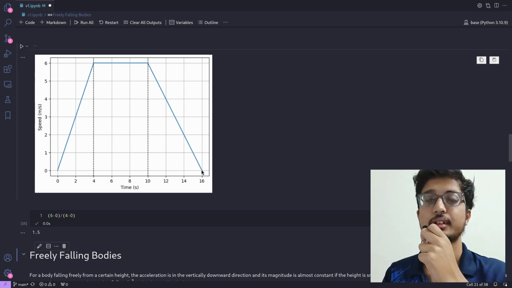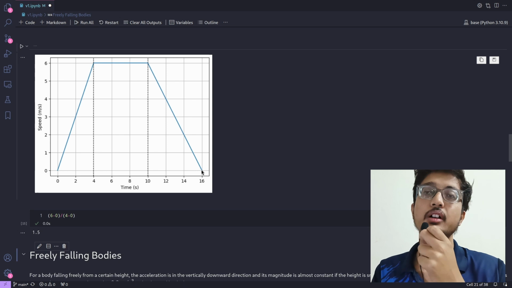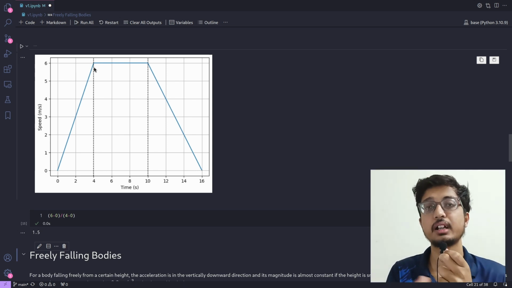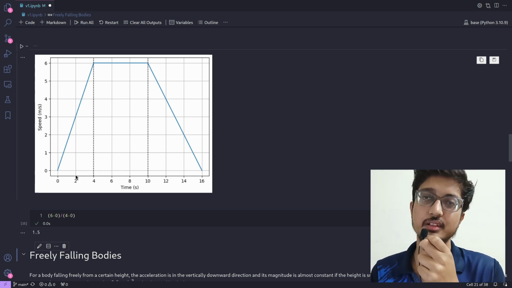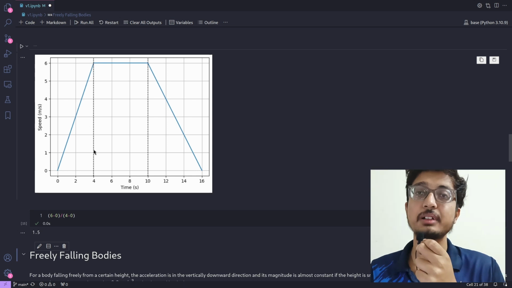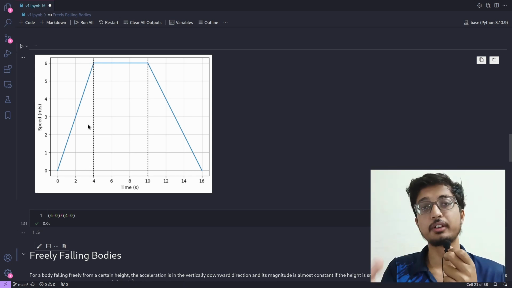One more piece of information that you could get from this plot is that if you calculate the area under each curve, then that would give you the distance that the body covers. That's because if you just check this triangle here, when you calculate the area under the curve, you are multiplying speed with time, and when you do that, you get the distance.